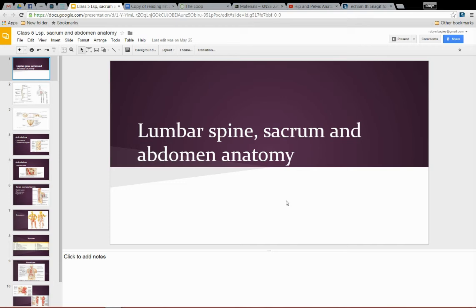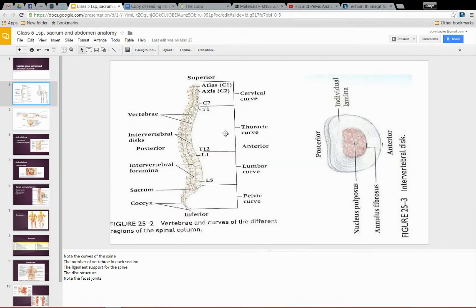This is the anatomy video for the lumbar spine, sacrum, and the abdomen. So we're going to start with the spinal column. We're only covering the lumbar and the pelvic curve here, but you can see from this picture the different curvatures of the spine. In the lumbar, the curve is called lordosis.